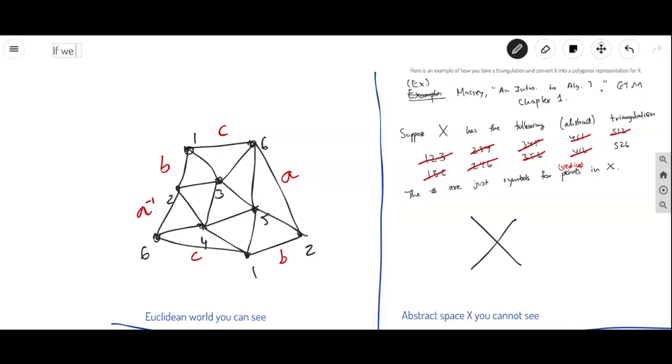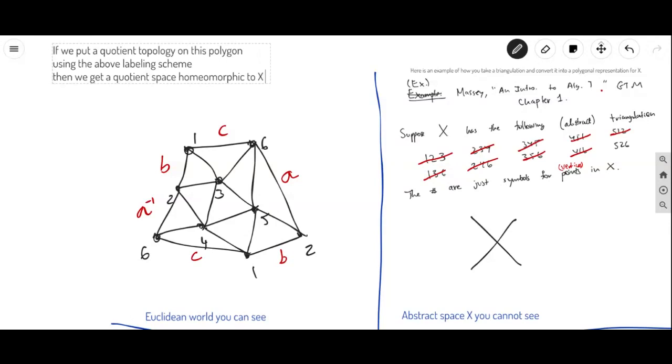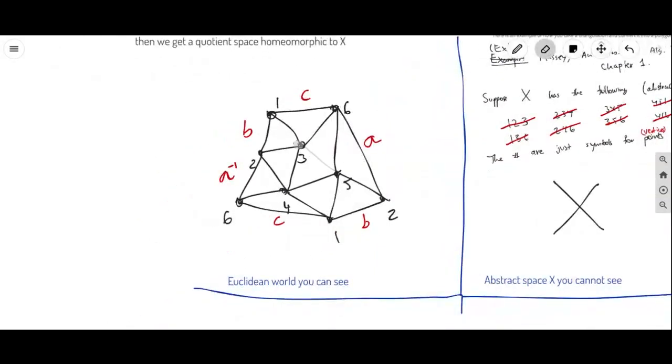So then I should say that if we put a quotient topology on this polygon using the above labeling scheme, we get a quotient space homeomorphic to X. It's going to be homeomorphic to X because all of these subpieces are being mapped homeomorphically to X, and furthermore, they're being identified correctly with the correct points in X. So basically, you can just forget about the pieces on the inside.